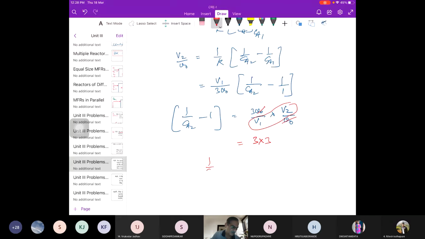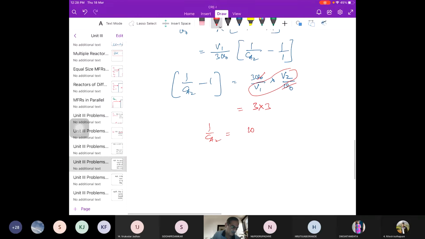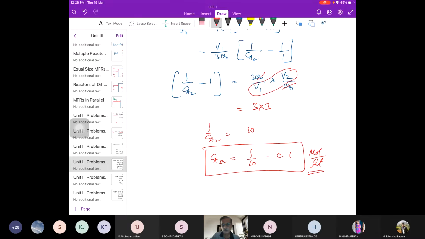So what you get, 1 upon CA2 is equal to 10 हो जाएगा. बराबर. तो 1 इधर लेके आया, 9 plus 1, 10 हो जाएगा. So CA2 is nothing but 1 upon 10, which is 0.1 moles per liter. ठीक है. Any doubts, questions?